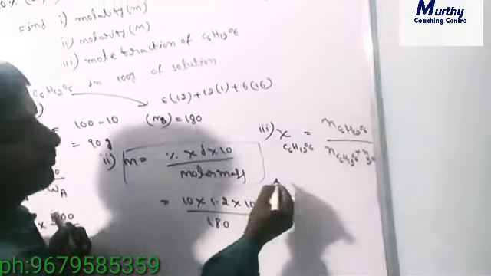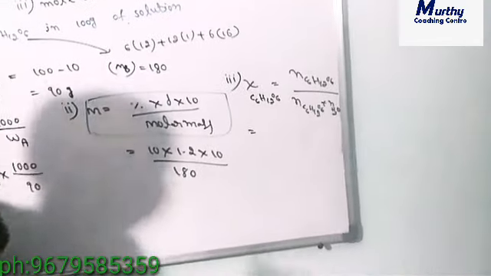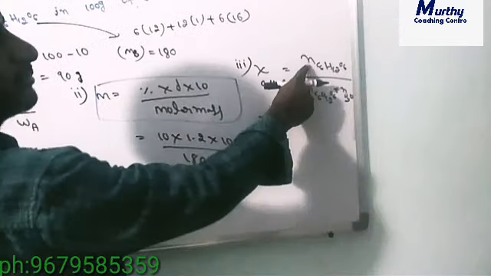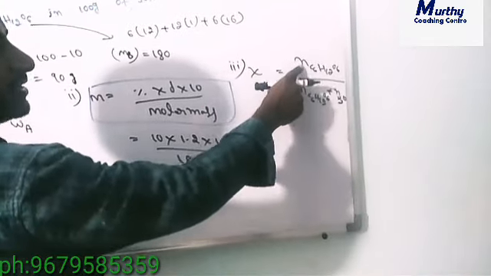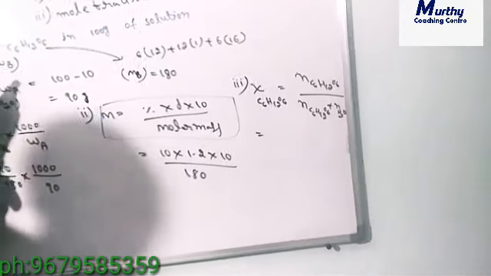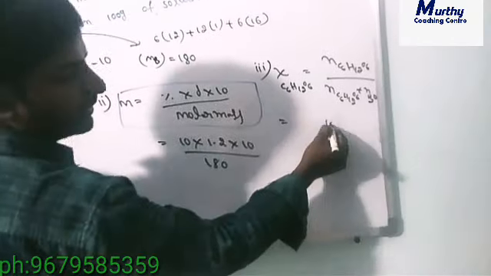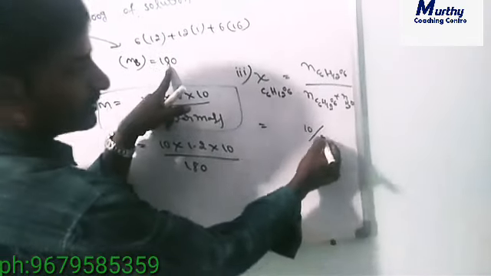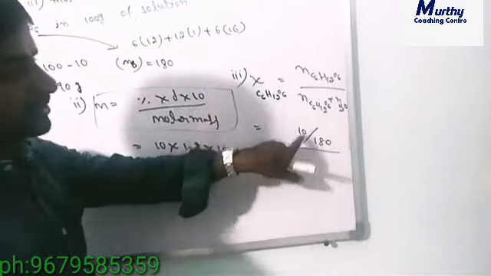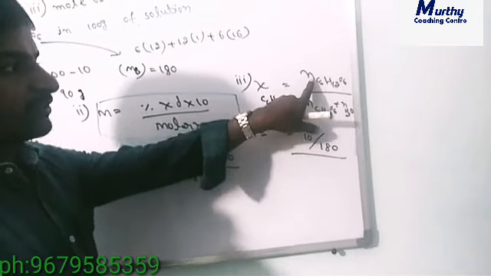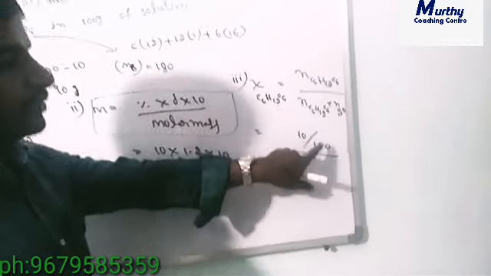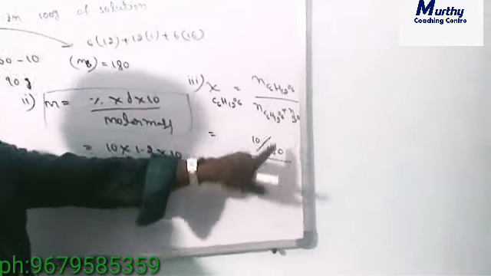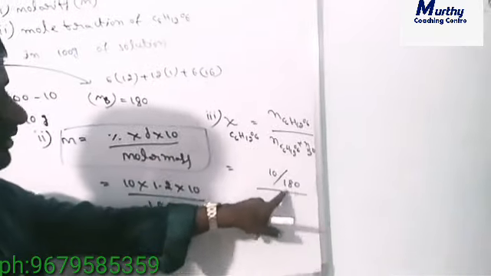So now, moles of glucose, how can we calculate? Given mass by molar mass. Given mass by molar mass means what is the molar mass of the glucose? Mass of the glucose is 10 grams, so that is 10. So molar mass of the glucose is 180. This part is the moles of the glucose. So moles of the glucose means glucose mass by glucose molar mass. Glucose mass given in the question is 10 gram, and glucose molar mass is 180, so 10 by 180.